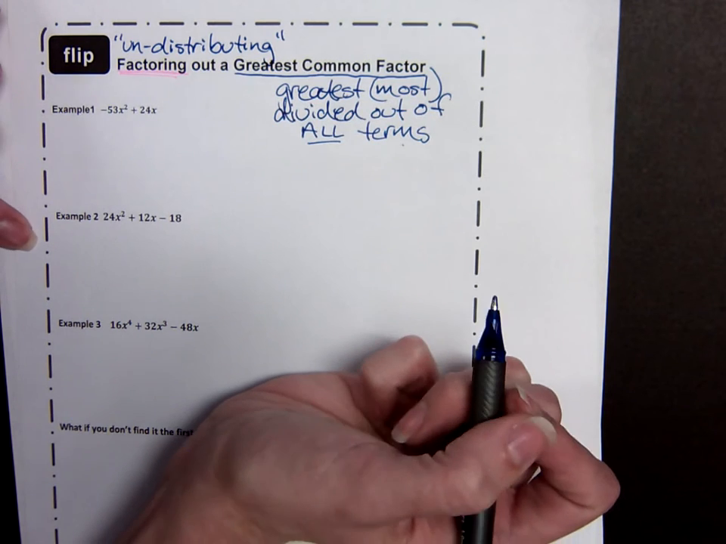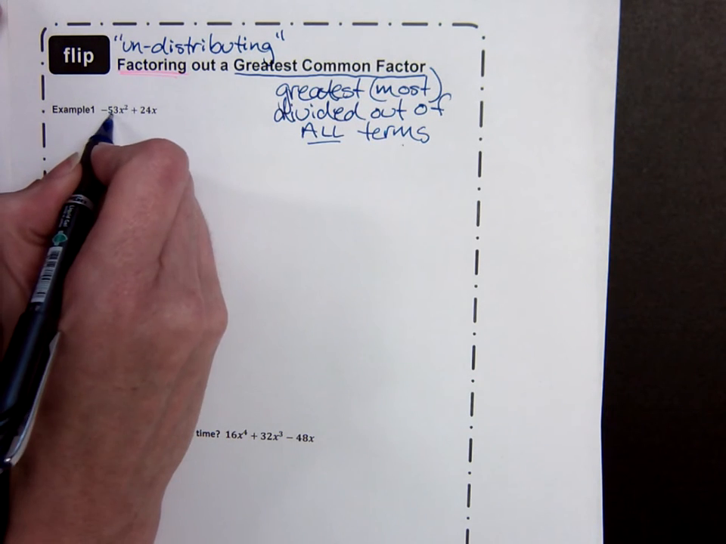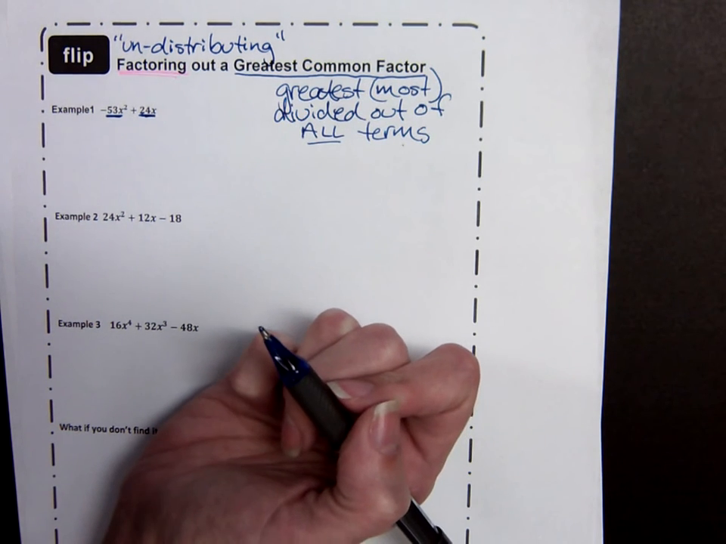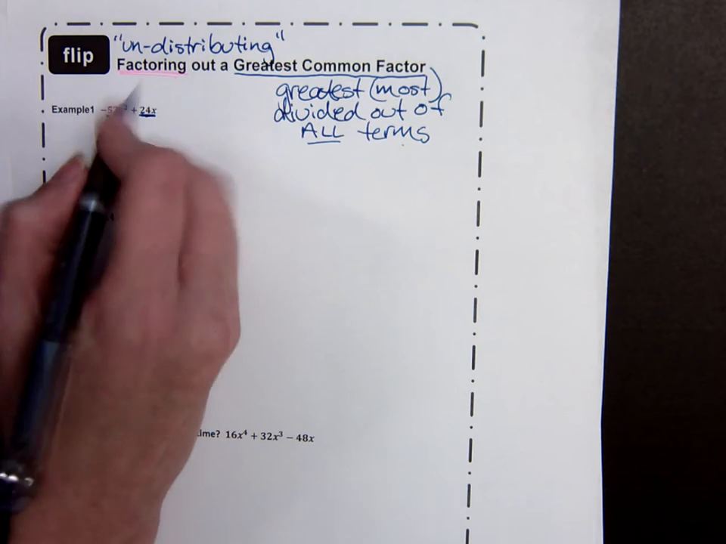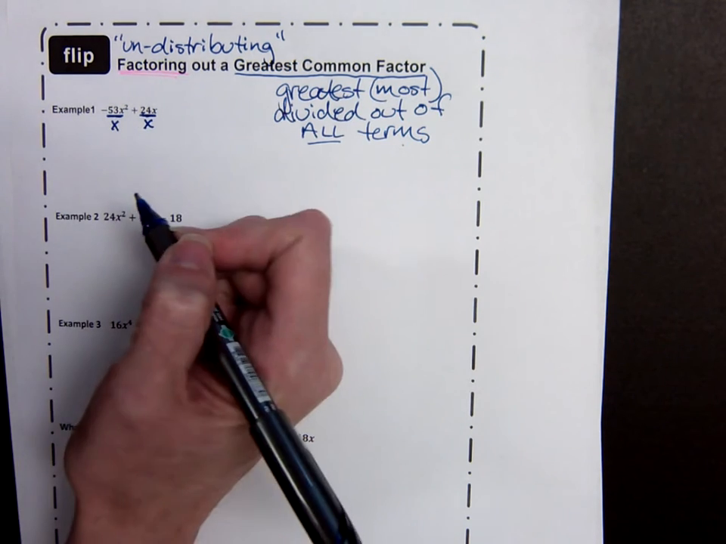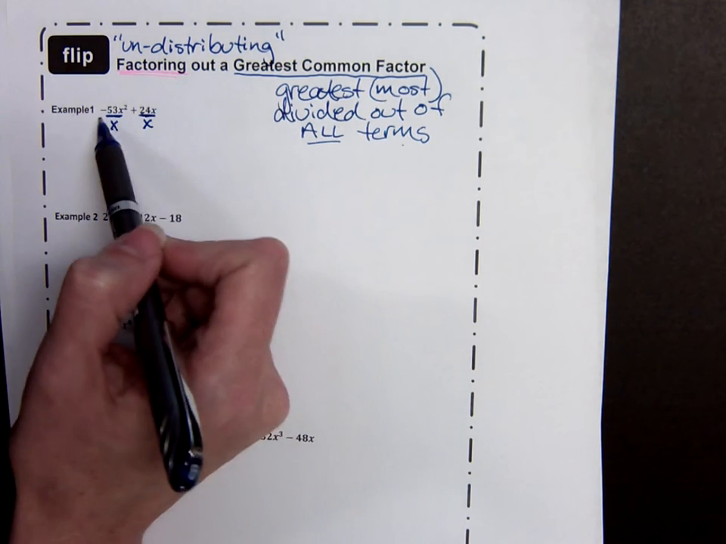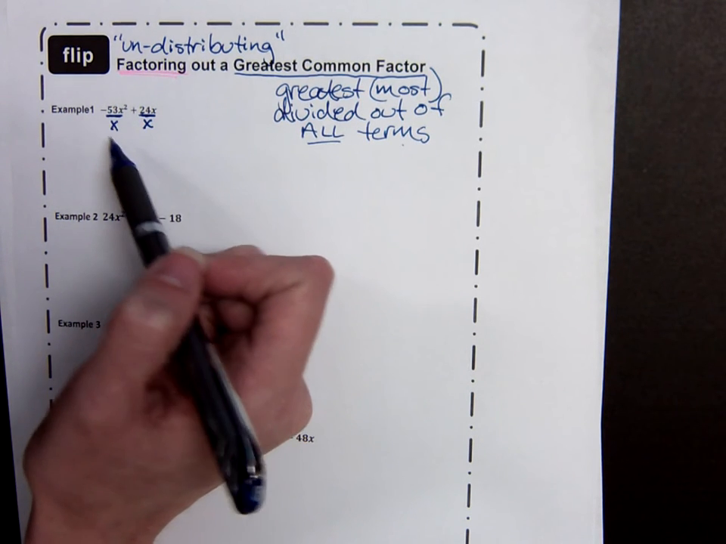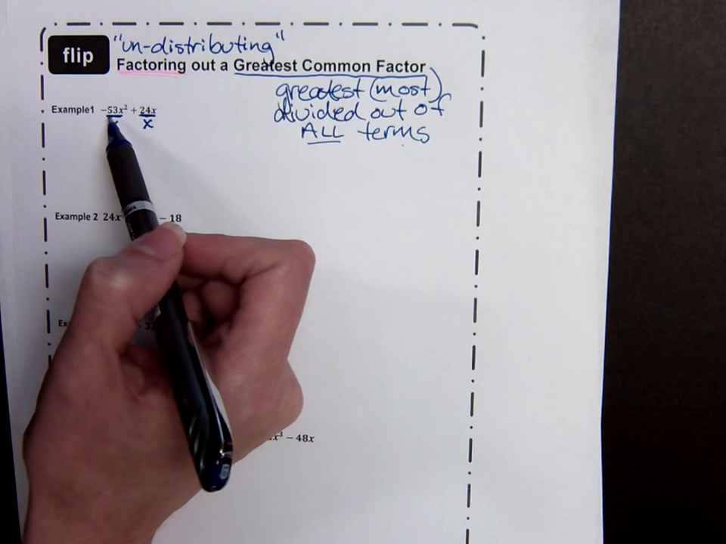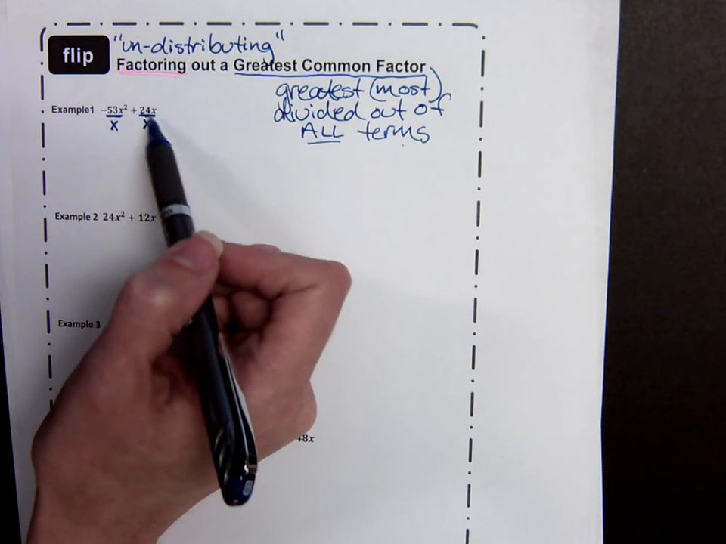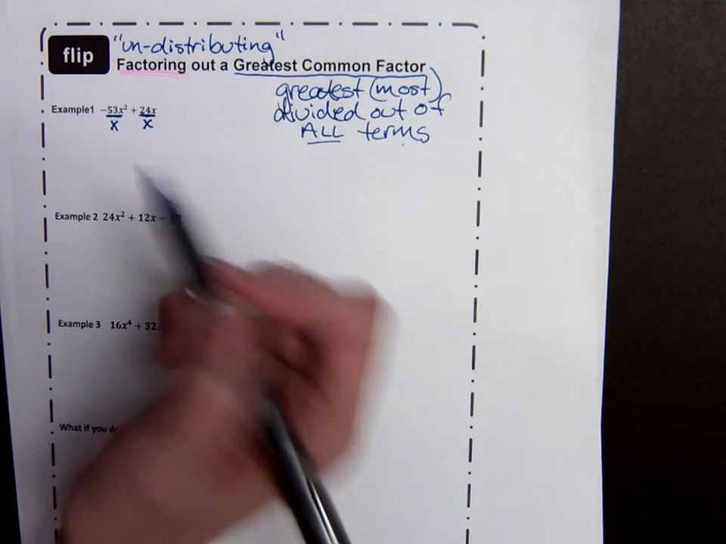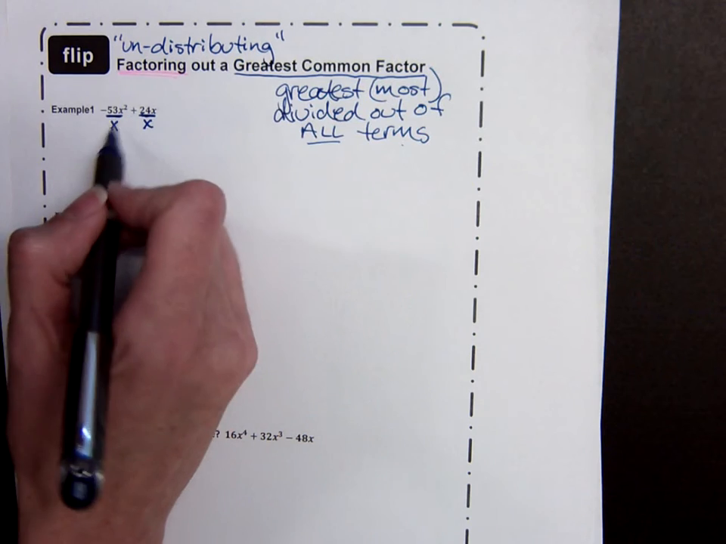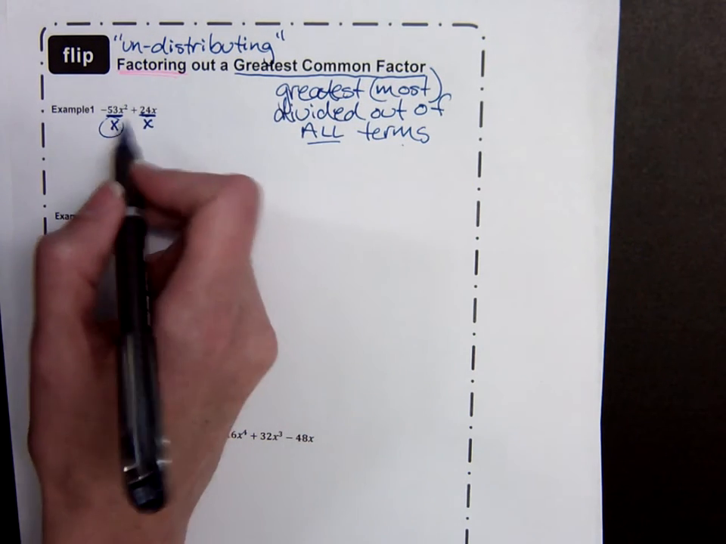Okay, so if I look at example number 1, I want to start by looking at both terms and figure out what it is that they have in common. Well, I can see that they both have an x, so I'm definitely going to divide that x out. And then I want to check the numerical values. Is there anything that negative 53 and 24 have in common? So think about numbers that multiply together to give me 53 or numbers that multiply together to give me 24. They don't have any numbers that I can divide out of both of them that's the same. So this x is all that I can divide out or factor out.